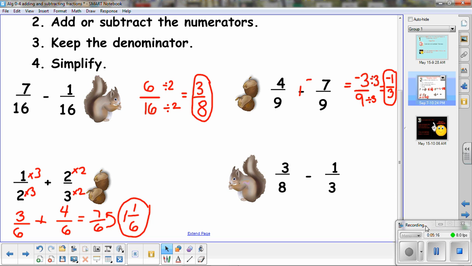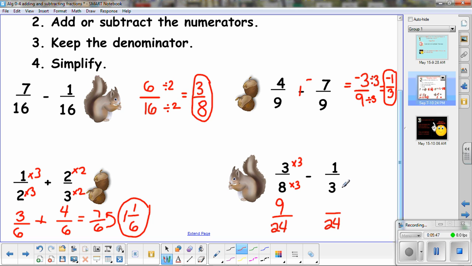Our last example, 3/8 minus 1/3. Again, we need to get a common denominator. 8 and 3 both go into the number 24. So I'm going to rewrite this with 24 in the denominator. To go from 8 to 24, we had to multiply by 3. So go ahead and multiply the numerator by 3 as well. 3 times 3 is 9.